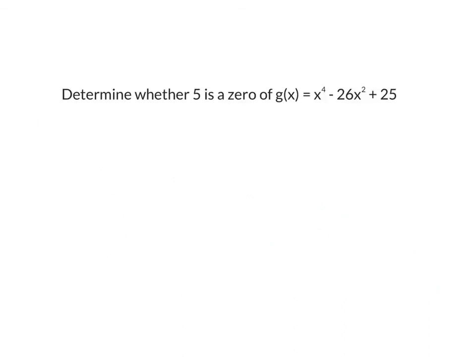All right, determine whether 5 is a 0. A 0 means if it's a solution, it means it's an x-intercept, and it also means you get a 0 for a remainder. So all I'm going to do is take the 5, put it in the box, and put my coefficients. This is a good one.